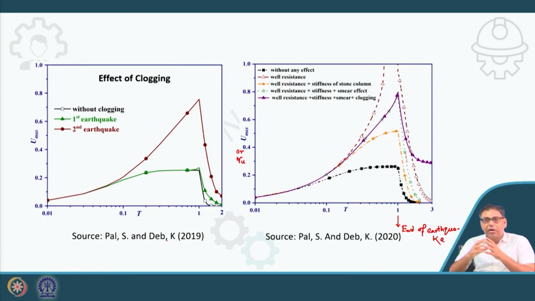But that clogging will still be there if a second earthquake comes. In that case, during the earthquake also, the clogging will play a significant role, because these columns have already been clogged after the first earthquake. So now if a second earthquake comes, because of this clogged column, you can see that your RU value will increase, even during the earthquake. It is for the second earthquake.